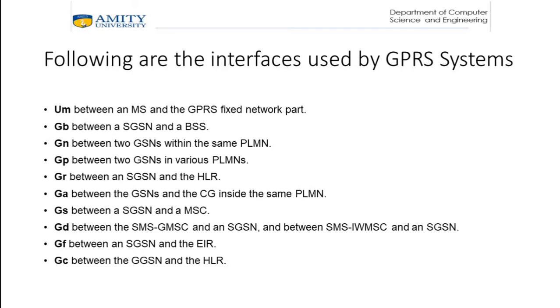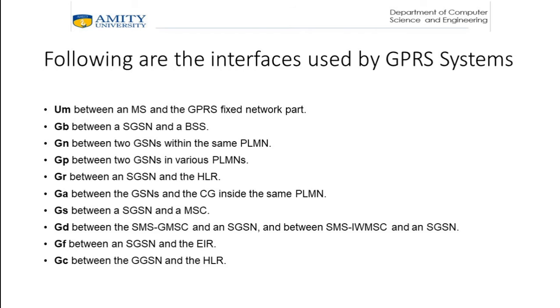Gr is between an SGSN and the HLR. It gives an SGSN access to subscriber information in the HLR. The HLR can be located in a different PLMN than the SGSN, and that is MAP. This we have seen in the architecture of GSM and GPRS, that the HLR can have a different location than the PLMN.